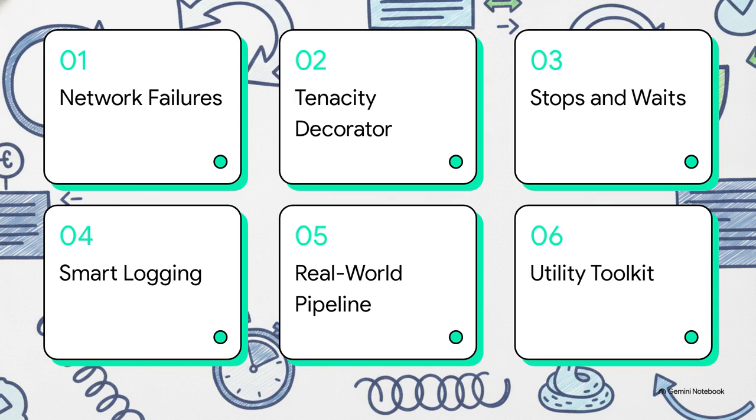1. The network failure problem. 2. The Tenacity decorator. 3. Stops and waits. 4. Smart logging and integrations. 5. The real-world data pipeline. And 6. Wrapping up with the complete utility toolkit. Let's get right into it.